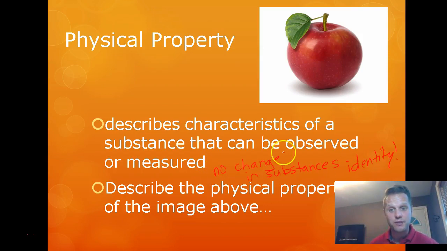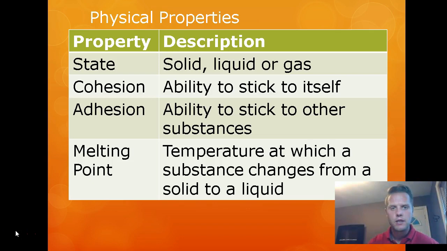It's still an apple. Now you might have a hard time seeing what I just wrote there, but I said no change in the substance's identity. It's still an apple. When I talk about the property of this apple being red, it's still an apple. I'm not changing that. I know it sounds silly, but that's exactly what a physical property is. It describes the substance. You can either observe it or measure it, and you're not changing the substance when you do that.